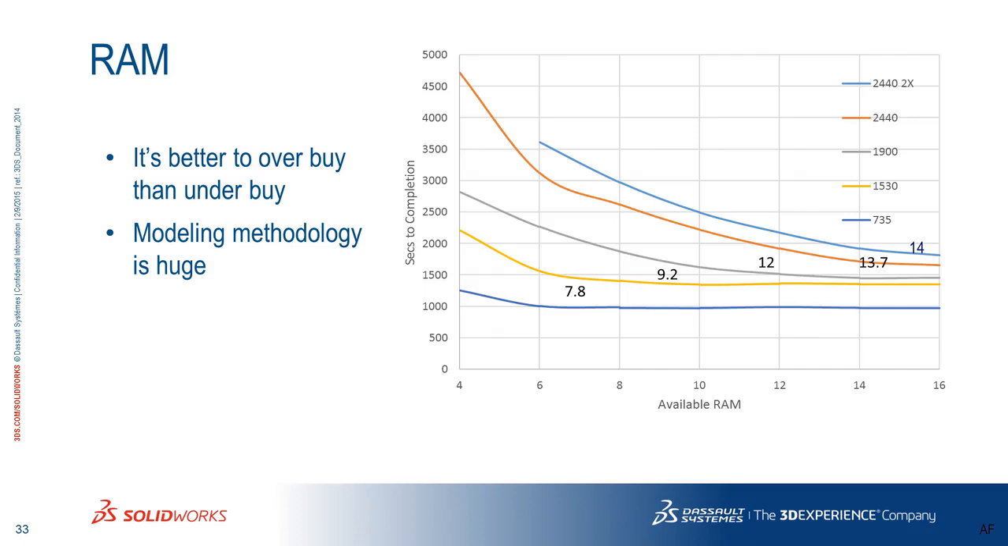So at this point, I know if I'm doing small, tiny assemblies, less than 100 components, less than 35 unique components, I still need 8 gig of RAM. And I'm hitting the limit of that.